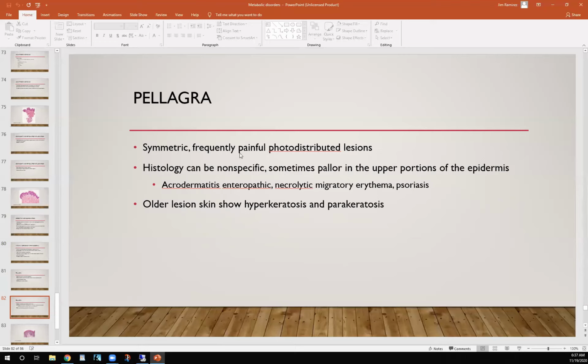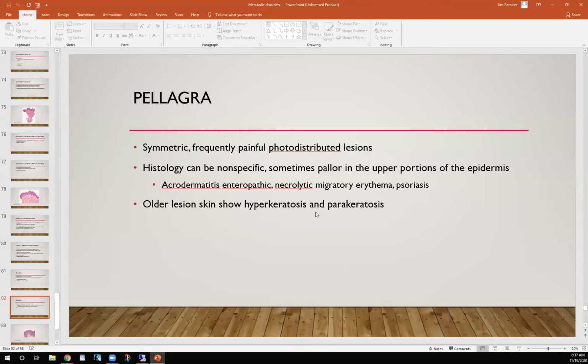So you get symmetric, frequently painful photodistributed lesions. The histology can be nonspecific, but sometimes you get this pallor if you're lucky, the psoriasiform change and this pallor in the upper portions of the epidermis. And these are these other nutritional processes I was talking about, with the exception of psoriasis, acrodermatitis enteropathica, necrolytic migratory erythema. And psoriasis is thrown in there because it is sort of a psoriasiform pattern as well.